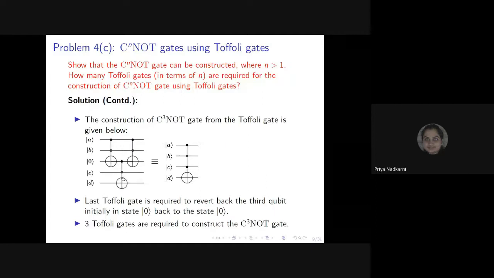Here, basically, we need 3 Toffoli gates in this fashion, where A, B, and C are the control qubits, and D is the target qubit. And the 0 state is an ancillary state. We have a register, and we're just taking a 0 state from that and using it over here. Actually, these two gates would be sufficient, but we are even using this particular gate so that we can revert this 0 back to the 0 state, so that it can be used again for any other operation. So let's see how exactly this circuit is equivalent to a C cube NOT gate.